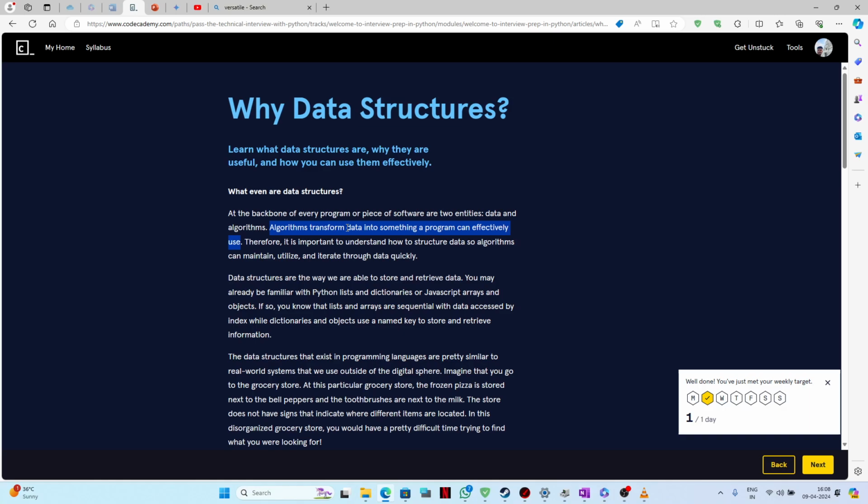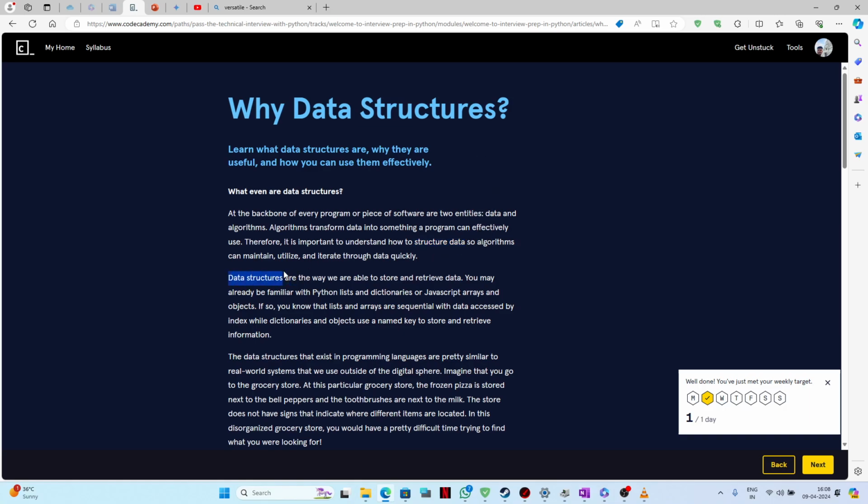Algorithm uses the data. A uses D. Algorithm, data structures. So A uses D. Therefore, it is important to understand how to structure data so algorithms can maintain, utilize, and iterate through data quickly. I have to structure the data. Many data is there, so structure the data.